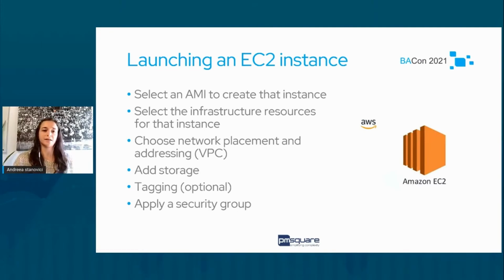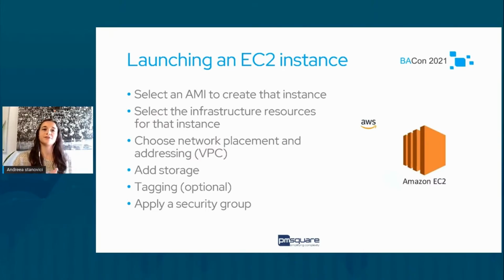You need to select an image, so an AMI, to create that instance. You need to select the infrastructure resources for that instance, choose the network placement and addressing, so the VPC, which stands for Virtual Private Cloud, add storage, optional tagging if you want to keep your instances a little bit more organized, and you can apply a security group.